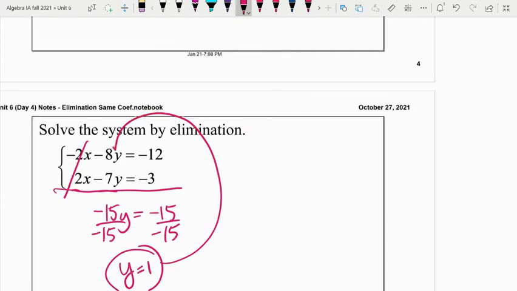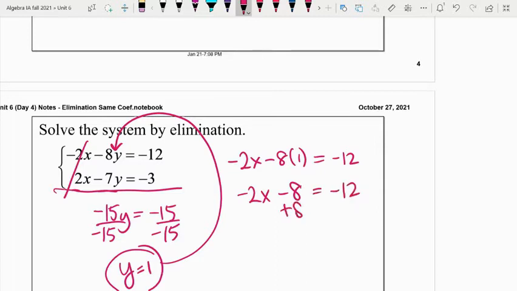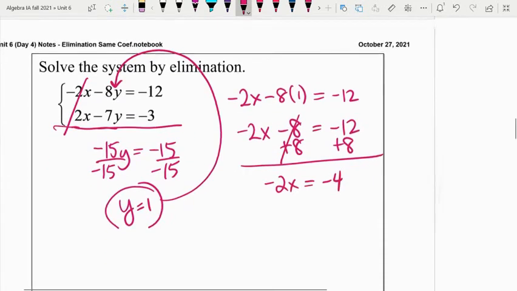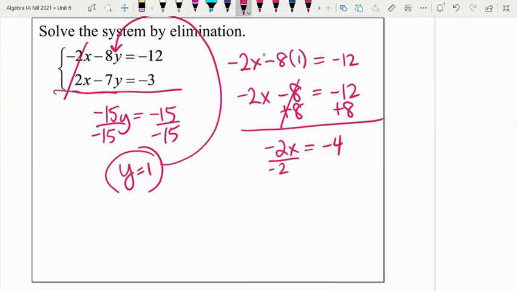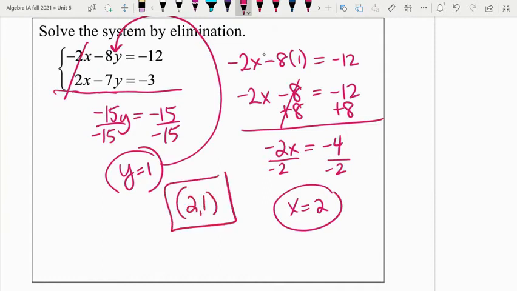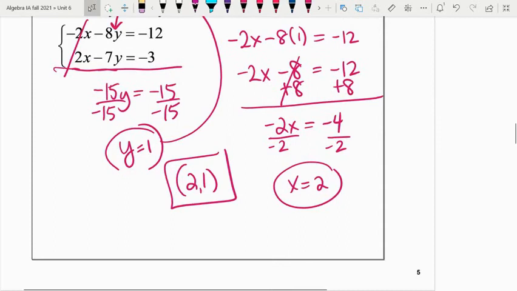Substitute that back into one of those. I'm just going to put in the top equation. So negative 2x minus 8 times 1 equals negative 12. So negative 2x minus 8 equals negative 12. Add 8 to both sides. So negative 2x equals negative 4. Divide by negative 2. So x equals 2. Final answer, 2, 1.